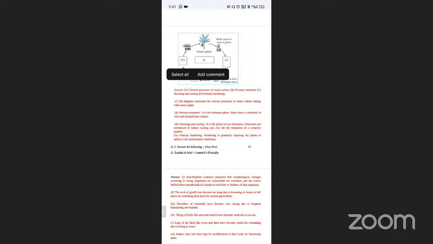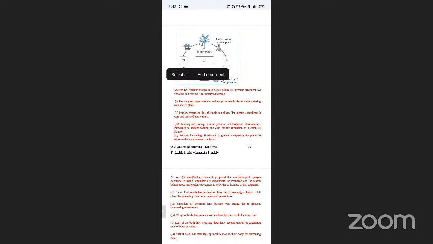A is various processes in tissue culture, B is primary treatment, C is shooting and rooting, and D is primary hardening. So first, we will explain one by one. The first one, the diagram represents the various processes in the tissue culture, starting with the source plant. So this diagram represents the various processes which occur in the tissue culture, and it starts with the source plant.